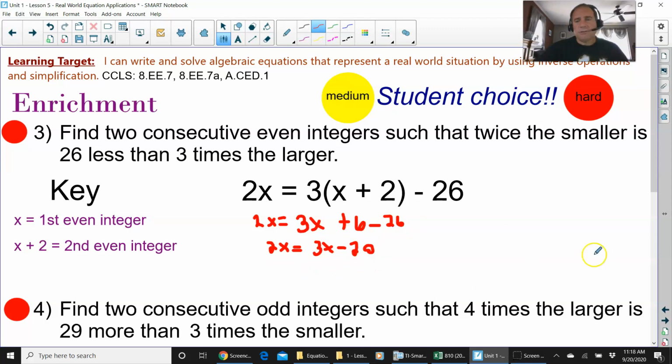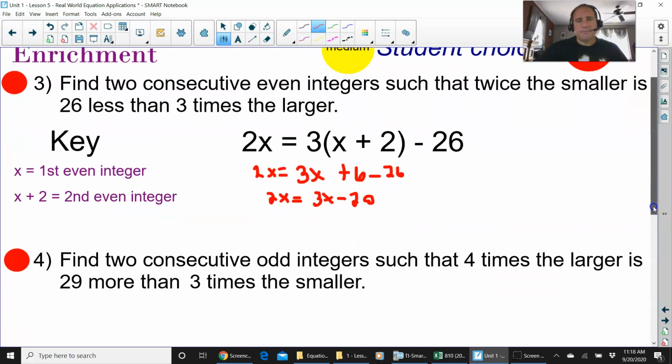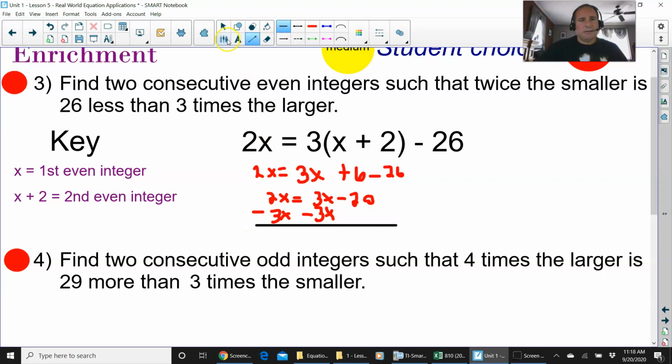So when you're solving this equation, I know I say bring the smaller over to the larger all the time, but the smaller is hanging out there on its own. So just subtract the 3x so you can get them on the same side. And when you subtract that 3x, it's negative x equals negative 20.